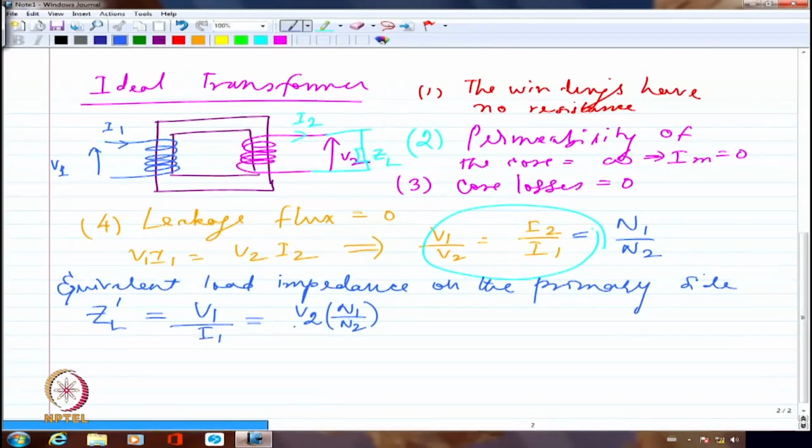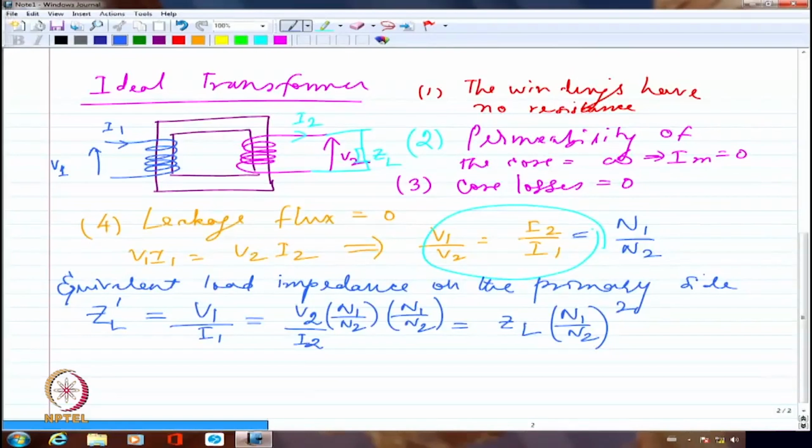Right? And similarly, I can write this I1 in terms of I2. So I should be able to write I1 equal to I2 divided by N1 by N2. So I can say I2 multiplied by, again, N1 by N2, I am taking it here. Right? Now V2 by I2 is actually my ZL. That's what we wrote earlier. V2 by I2 is ZL. So I should be able to write ZL multiplied by N1 by N2, the whole square, will be ZL dash.